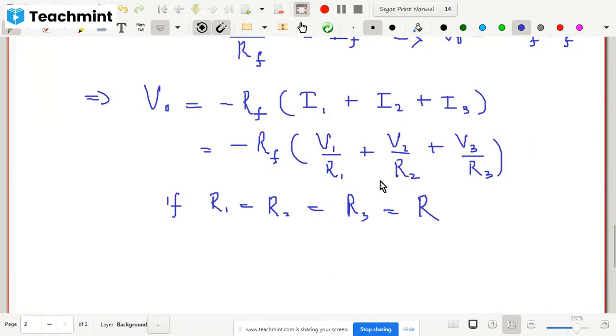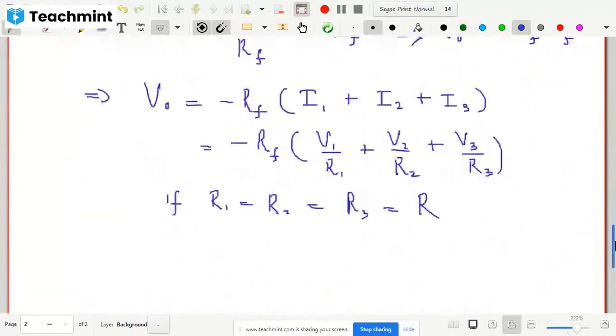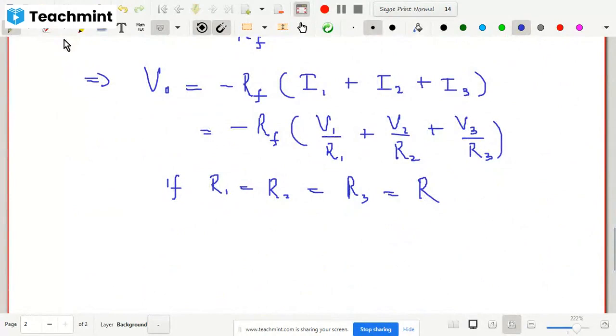Now in place of all these, you can just write R here. That means I'm assuming that all the resistances connected here are of equal value. If this is 4 kilo ohm, this is also 4 kilo ohm, and this is also 4 kilo ohm. That is what we are assuming here. So if this is the condition, then here also you will have just R, here also just R, and here also just R.